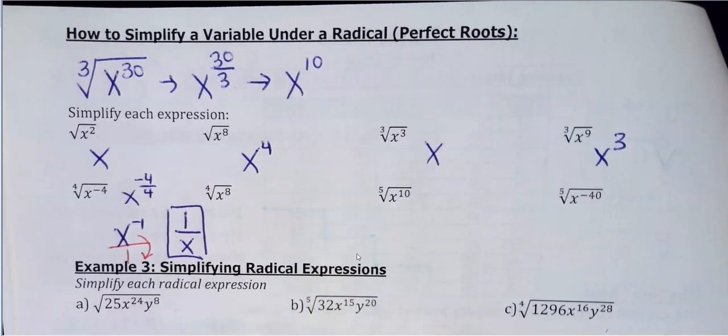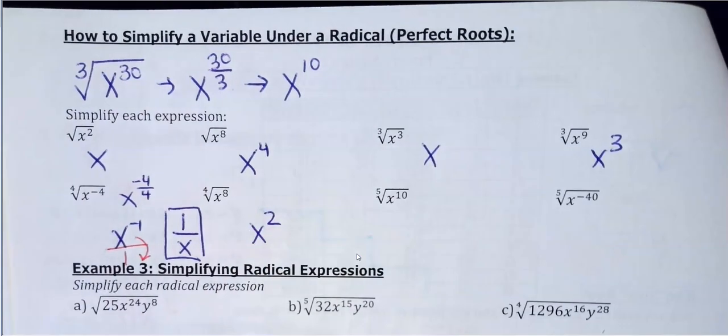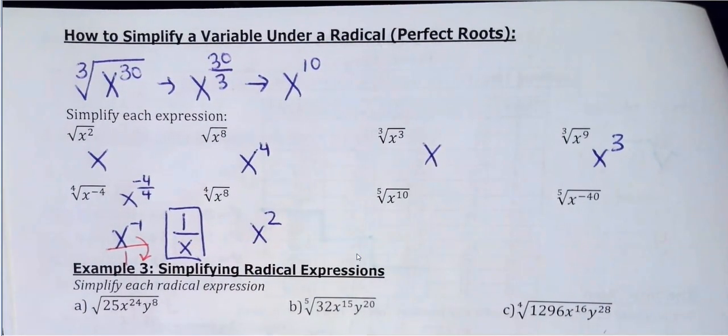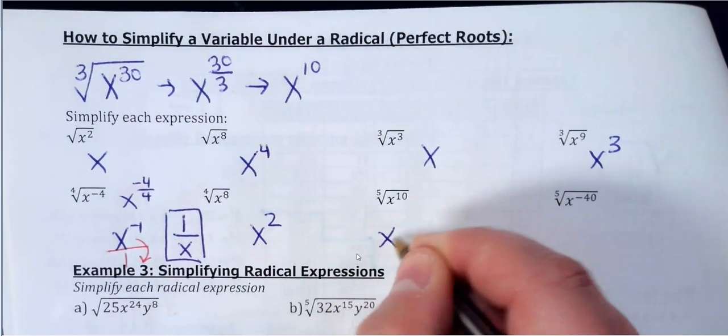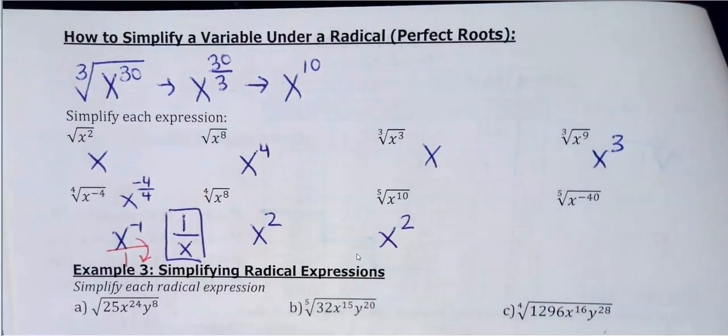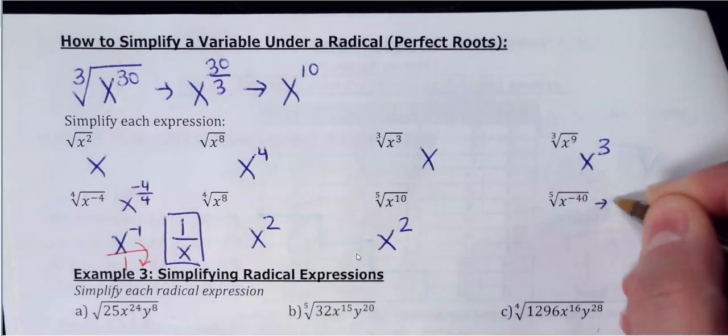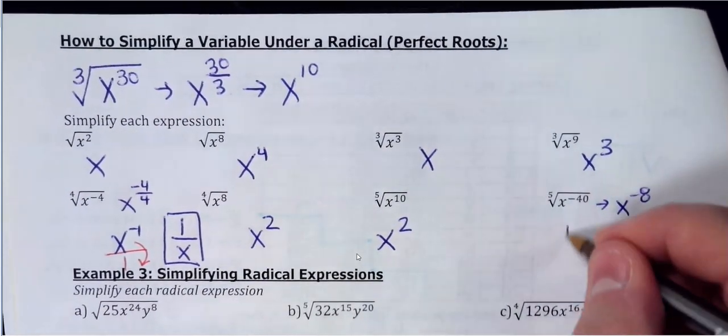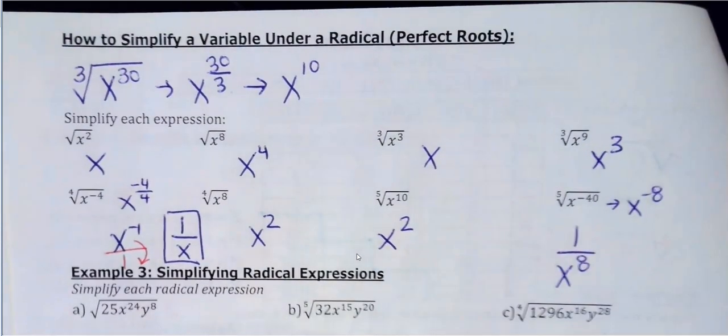What about the fourth root of x to the 8th? 2, x squared, just 8 divided by 4, so x squared. What about the fifth root of x to the 10th? That one's also x squared. 5 goes into 10 twice. What would you guys write for the fifth root of x to the negative 40th? 8, right? So you divide that, and it would be x to the negative 8. Just take care of that negative exponent. I'm going to write it as 1 over x to the 8th. That's all you have to do.